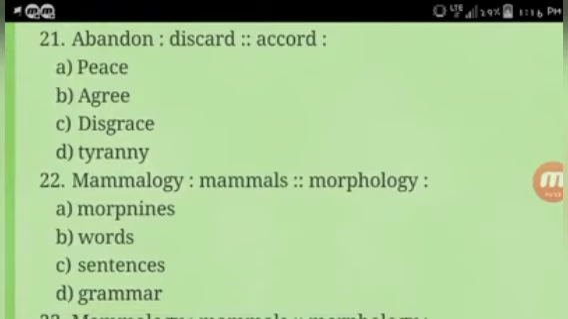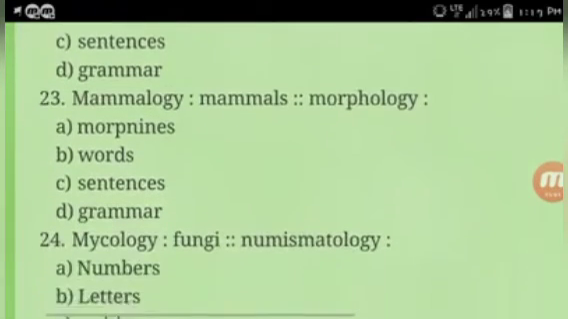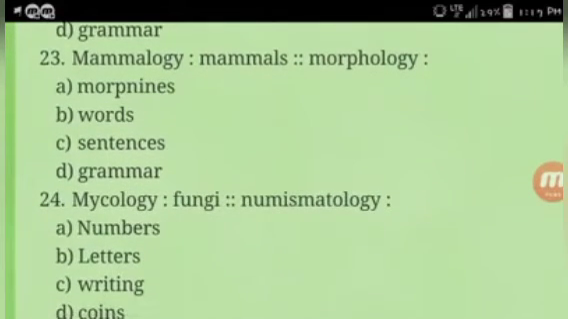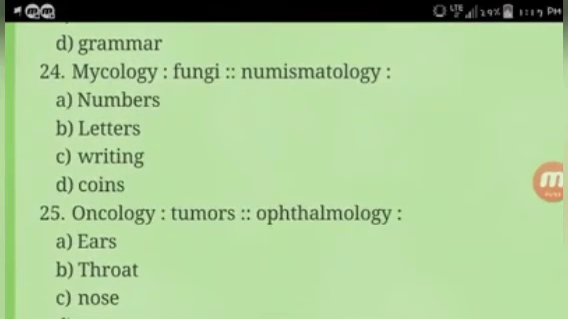Next one, abandon, discard. Accord means agree. Next, number 22, mammalogy, mammals. Morphology, that studies words. Okay, good. Next one, mammalogy, mammals. Again, morphology, words. It's repeated anyway. Next one, mycology is fungi.